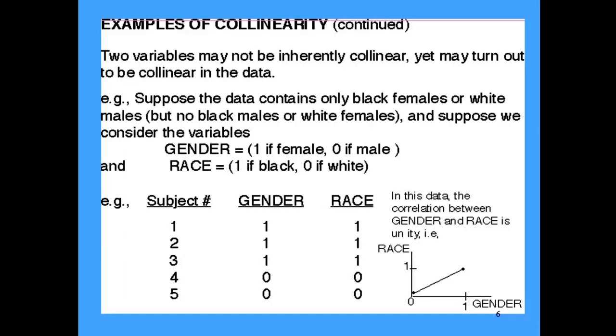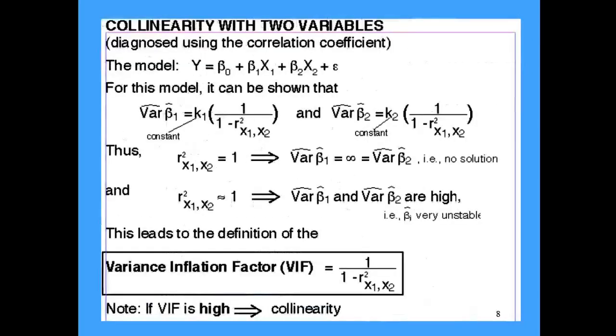I'm just talking, right? Okay, so now, I'm going to skip this, but two variables may not be inherently collinear. Gender and race, they're not inherently collinear, but in your data, they may be collinear because you don't have a lot of data. And it turns out they're collinear. So I have an example like that. But now I want to focus on this slide.